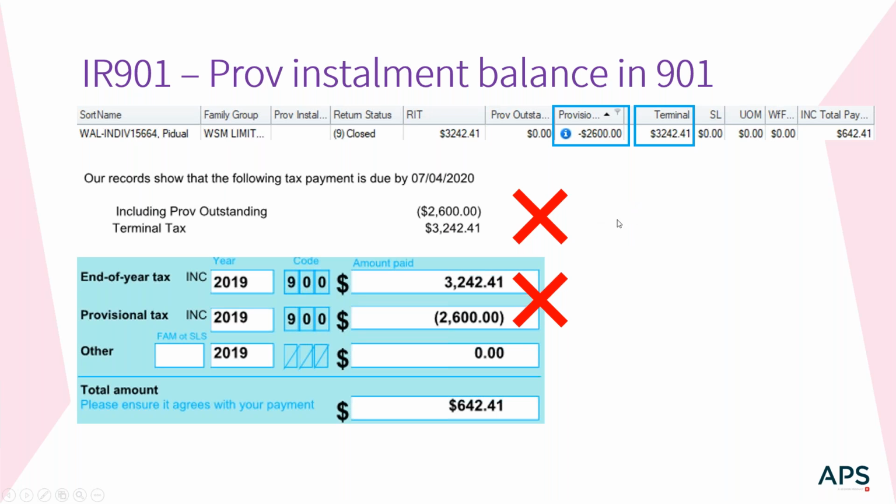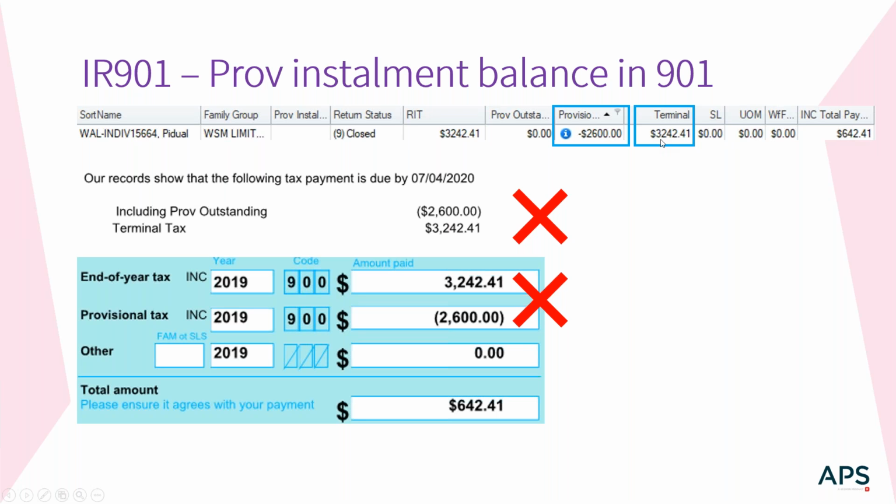Now, the other consequence of the change in calculation and the fact that we have an outstanding balance that we need to manage was in the 901 application. So with the August release, when you were doing a 901 letter for terminal tax, we made a change to include the outstanding balance from provisional instalments. So in this scenario where I'm showing here, there would have been a provisional outstanding value of 2,600, and that has been pulled across into the provisional outstanding value to sit alongside the terminal due amount to give a net figure, which is that 642.41.